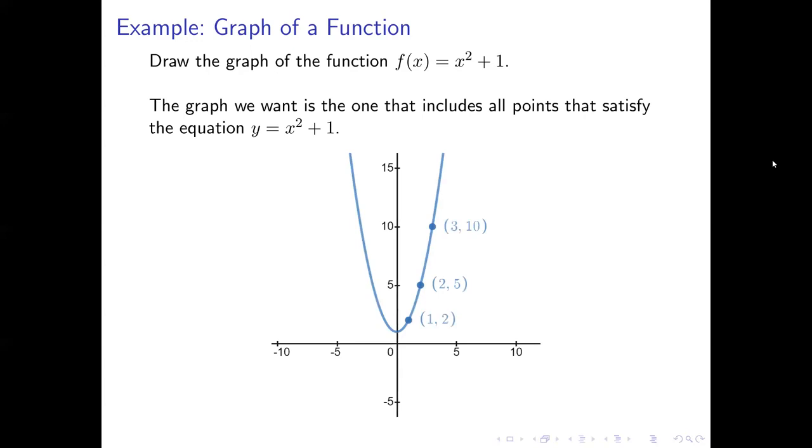Notice that I've plotted a few particular points here and labeled them with our ordered pairs. And if you take any of those x coordinates, 1, 2, or 3, and assign x to have that value in our defining equation for our function, you will get 2, 5, or 10 as your value of f of x or y. And if you do that for every possible value of x, you'll get the parabola that you see here. So that is the graph of this function that we're calling f.